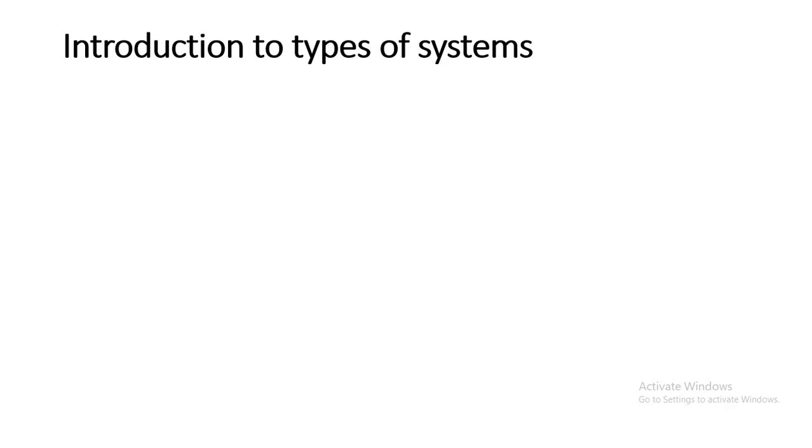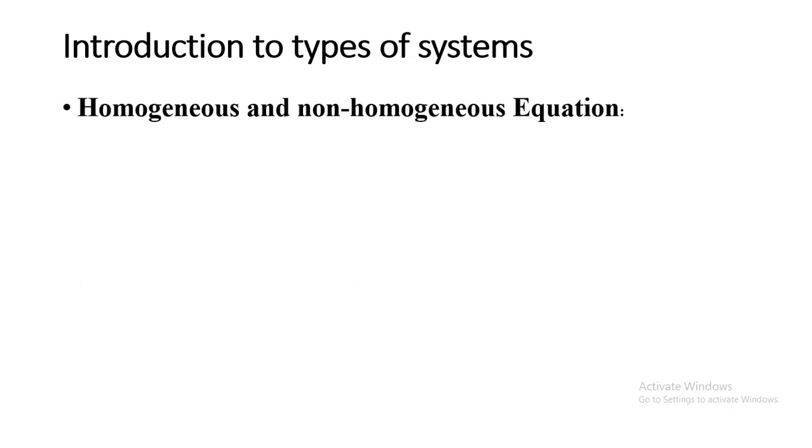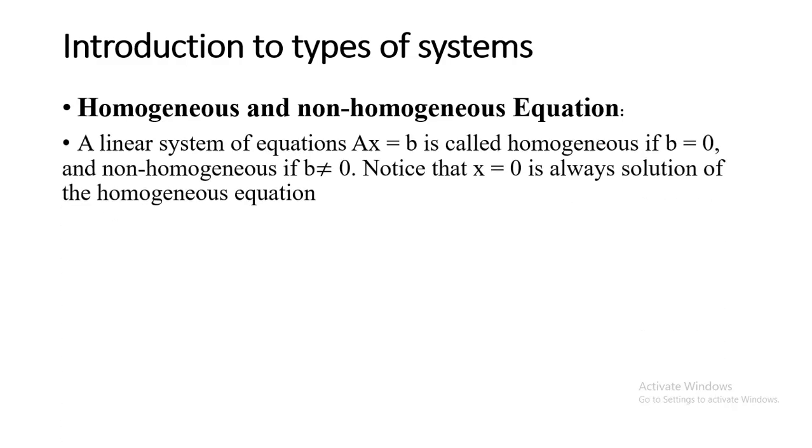Okay, so first of all we are moving towards the introduction to types of systems. Now there are two types of equations: homogeneous and non-homogeneous equations. Let's find out what they are. A linear system of equations Ax equals b is called homogeneous if b equals 0, and non-homogeneous if b is not equal to 0. Notice that x equals 0 is always a solution of the homogeneous equation.